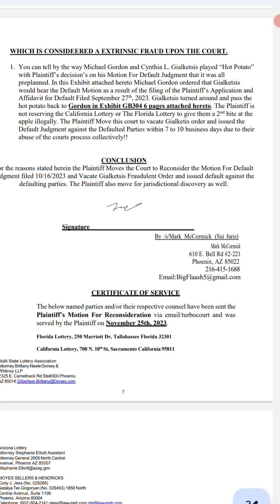And I'm going to pause there. It was pre-planned because in her order, she turned around and passed it back to him and said, okay, well, I'm referring this back to Michael Gordon. He's going to decide the next motion for default judgment. It ain't going to be no next motion for default judgment because you're going to reconsider that and your order is going to get vacated and this default judgment is going to get issued. Regardless, I don't care who doesn't like it. Okay? All right, moving right along.